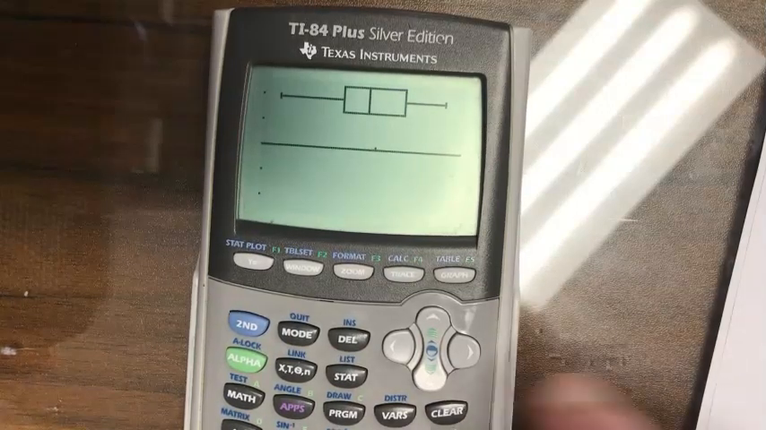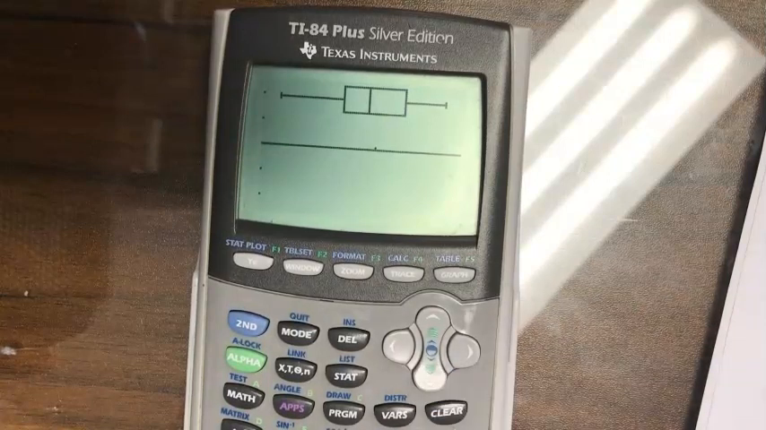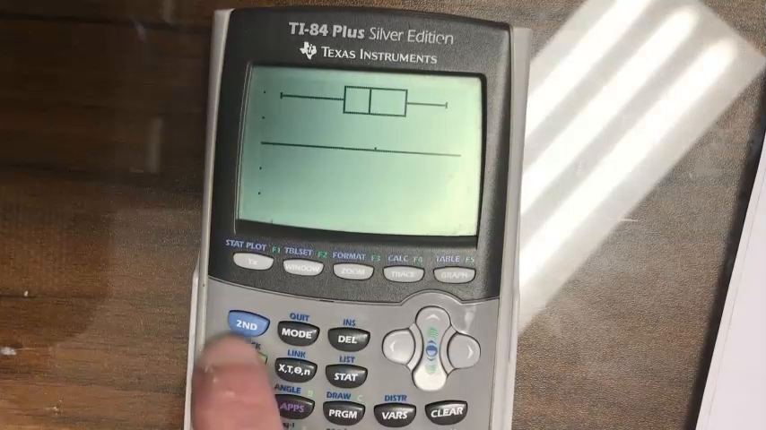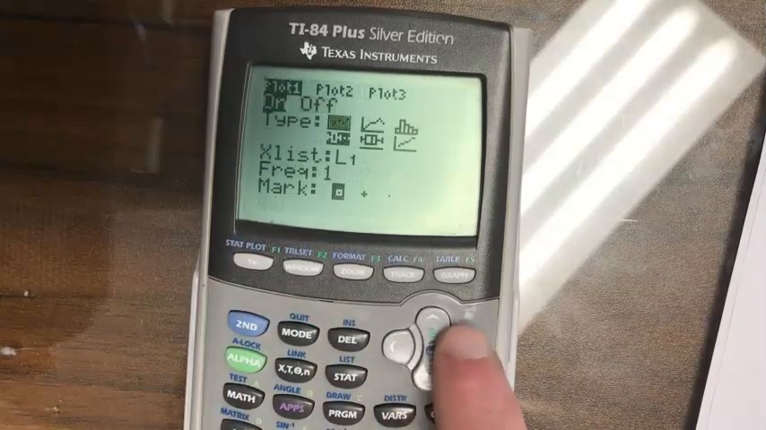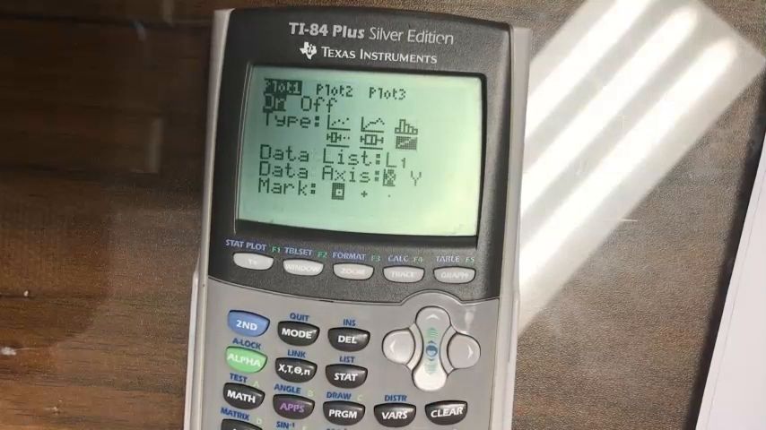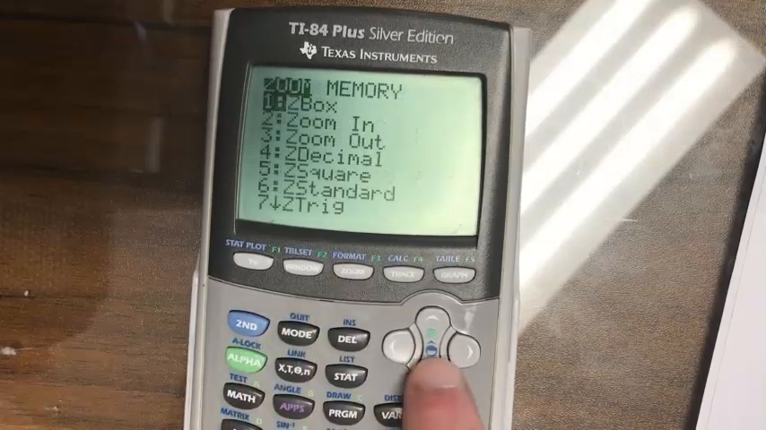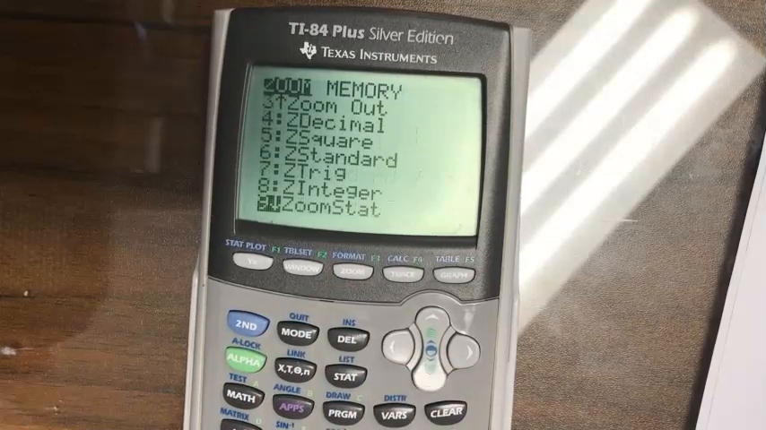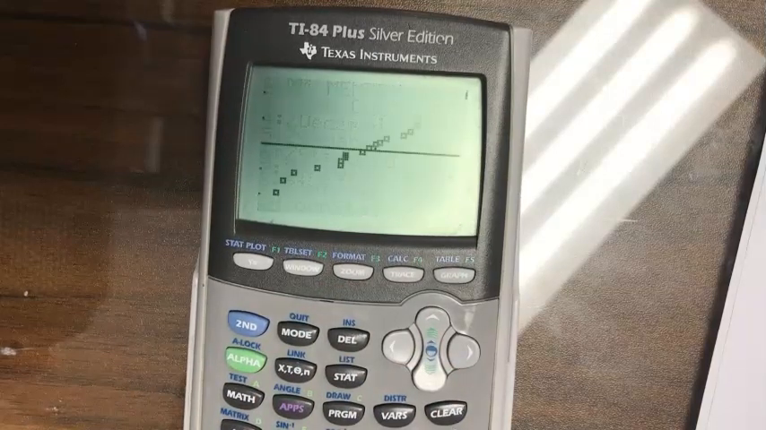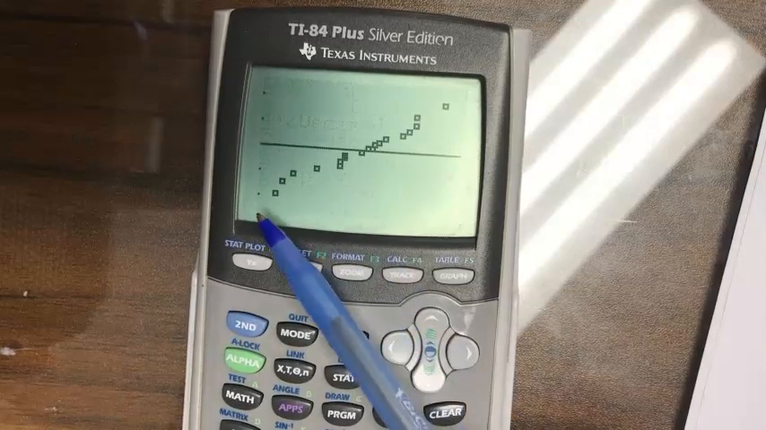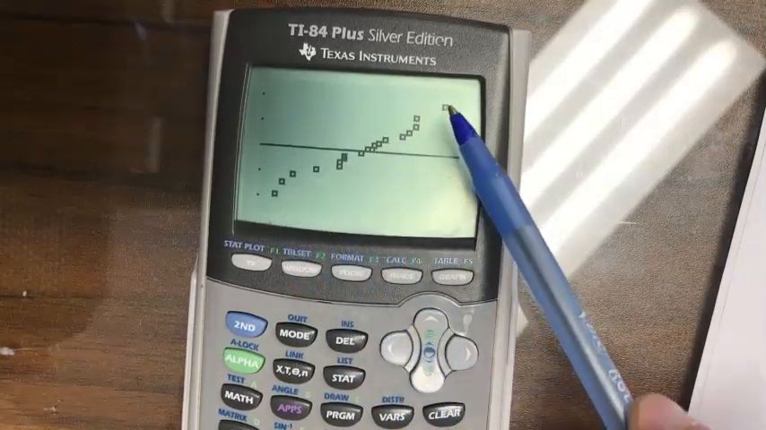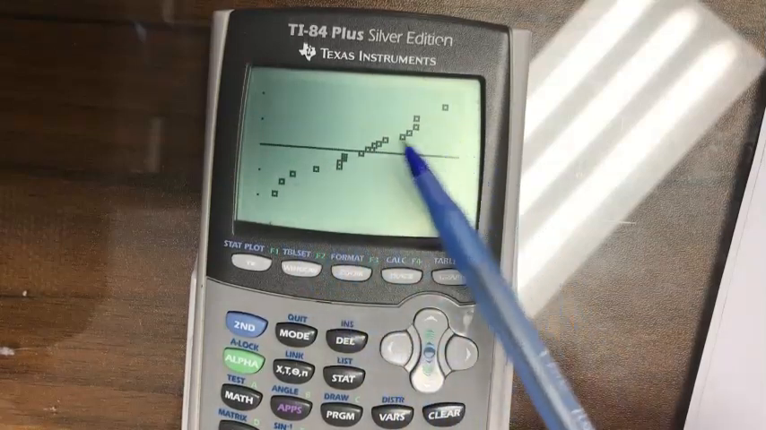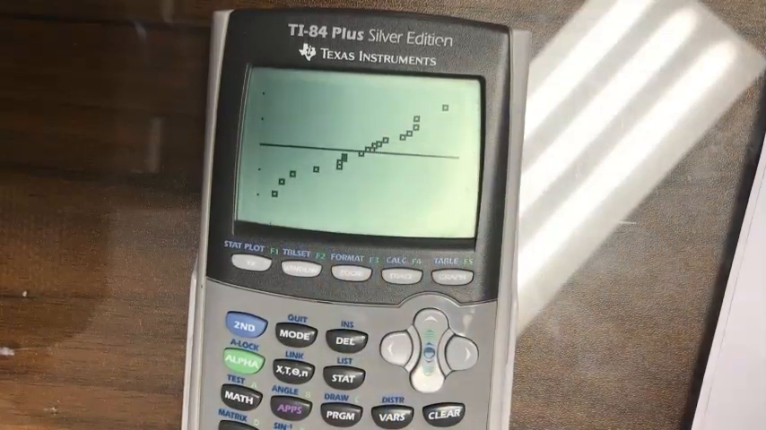But let me also check. I can see the symmetry there, but I'm also going to look at the normality. If I look at the normal probability plot, I'm going to hit second stat plot, go back, and use this one. So again, I'm going to do zoom, and go down to 9 and hit enter. So again, I look. Does there appear to be an approximately linear pattern? And there does appear to be an approximately linear pattern.